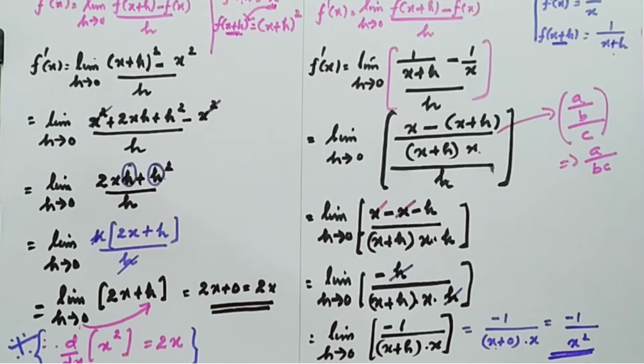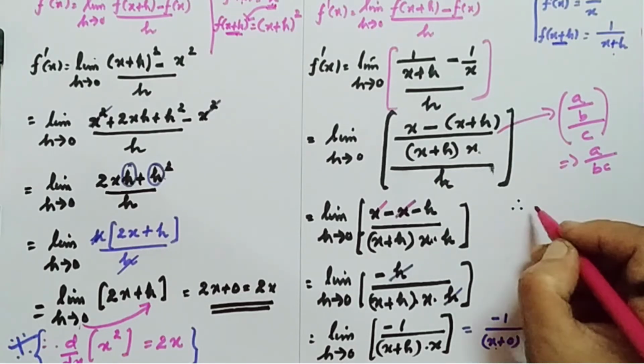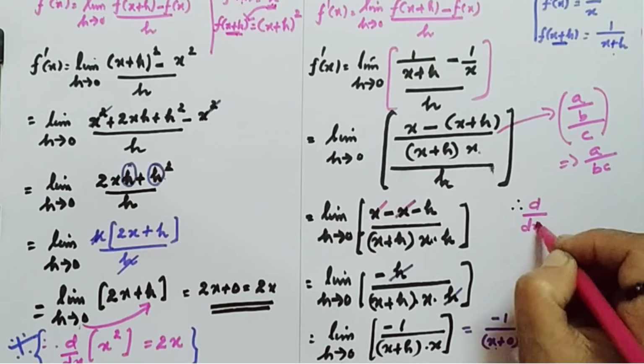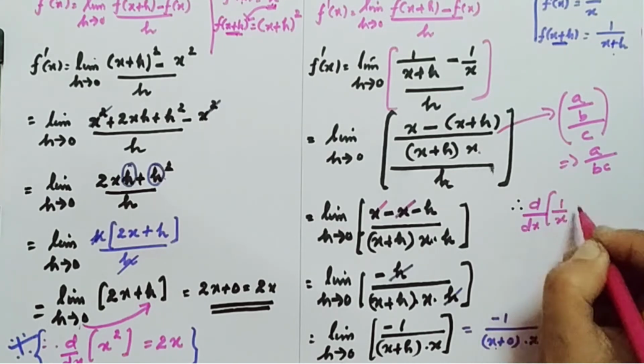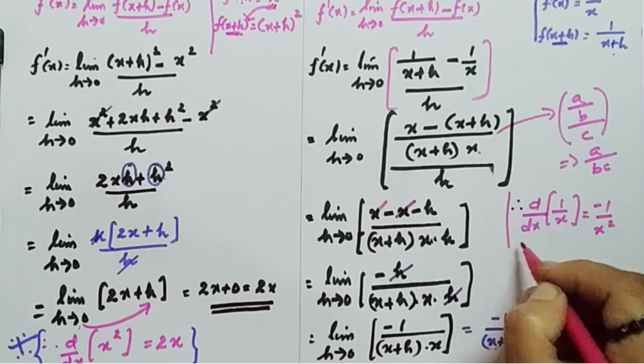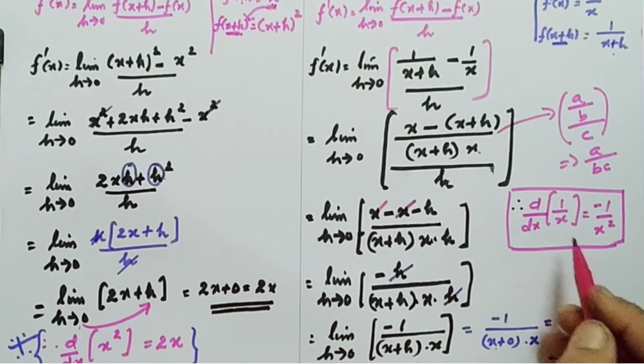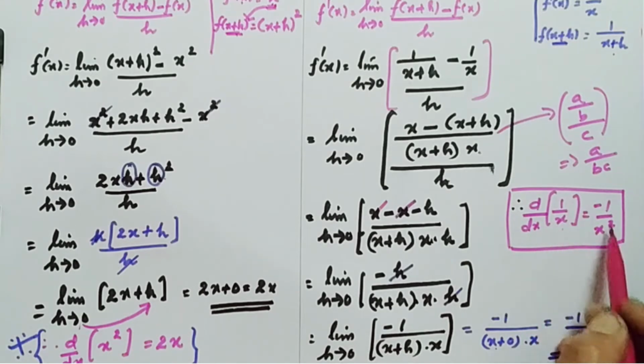Very important. So derivative of the function, therefore derivative of the function 1 by x, you are studying about the reciprocal function. Derivative of the function 1 by x equal to minus 1 by x square. Very important. Thus we studied derivative of a constant function is 0. Derivative of a linear function equal to coefficient of x. Derivative of the quadratic polynomial x square equal to 2x. Derivative of the reciprocal function 1 by x equals minus 1 by x square.